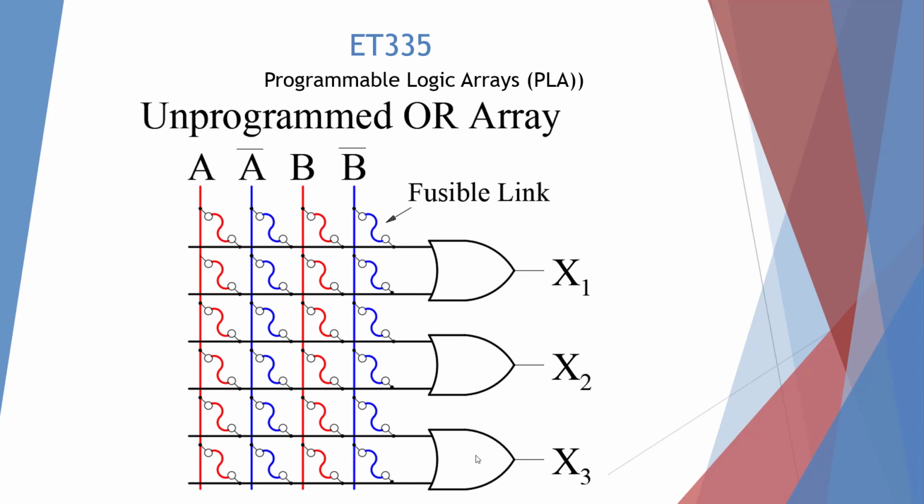And we have three OR gates, and we have inputs into each one of the logic inputs. And we have A, which is a direct connection. And then we have A bar and B bar, which go through inverters. Okay, so these devices have fusible links where we could program them. These are OTP, one-time programmable. And once we program them, they are fixed into that logic.